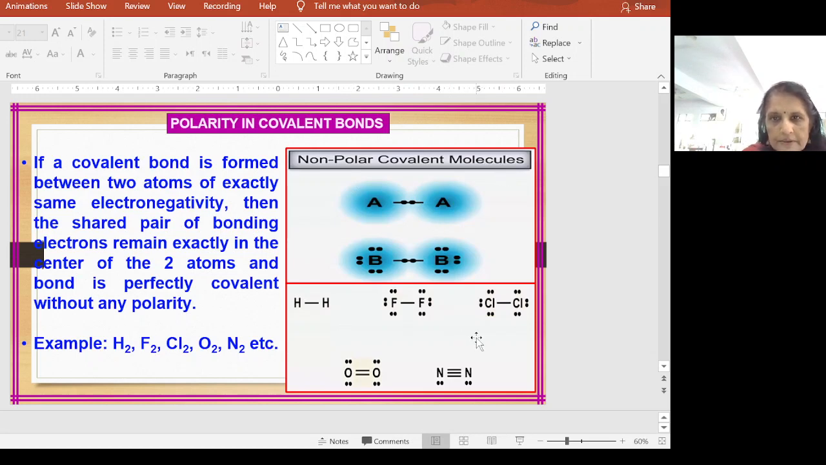Here are many examples given for the non-polar covalent molecules because the electron pair is shared equally. For example, here you can see hydrogen, fluorine, chlorine, nitrogen, oxygen. And why is it so? Because both the atoms between which the electron pair is being shared are the same. That means their electronegativity is the same. So if the electronegativity remains the same, the attraction for the electron pair in between will also be the same, and therefore they are examples of non-polar covalent molecules.